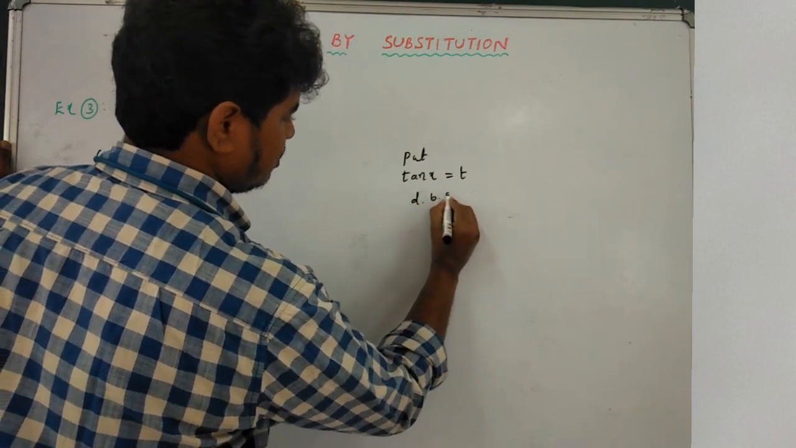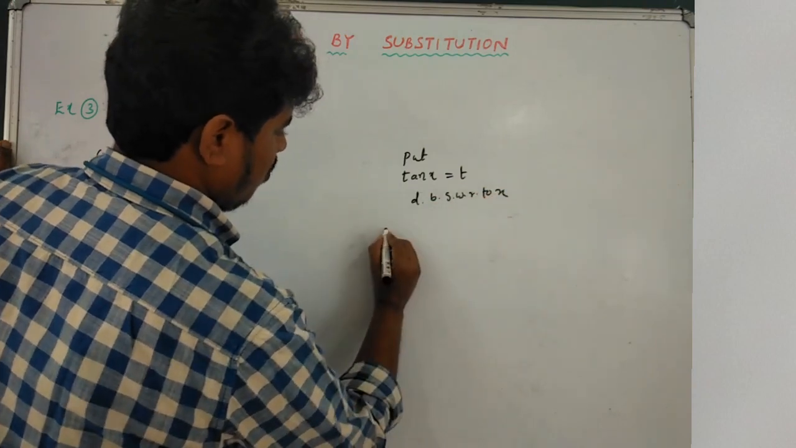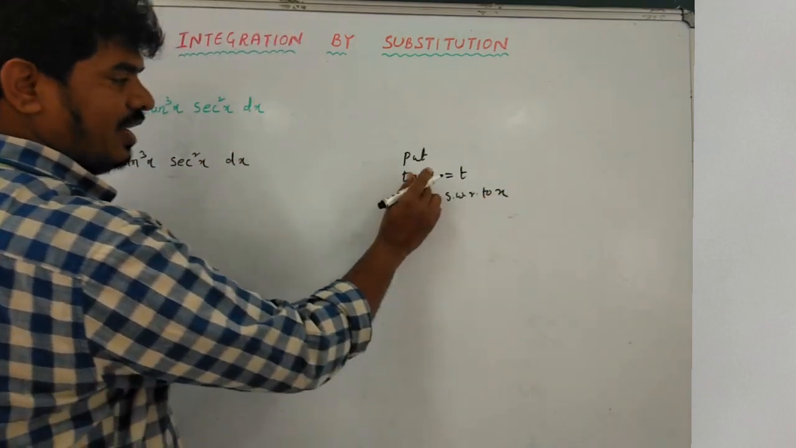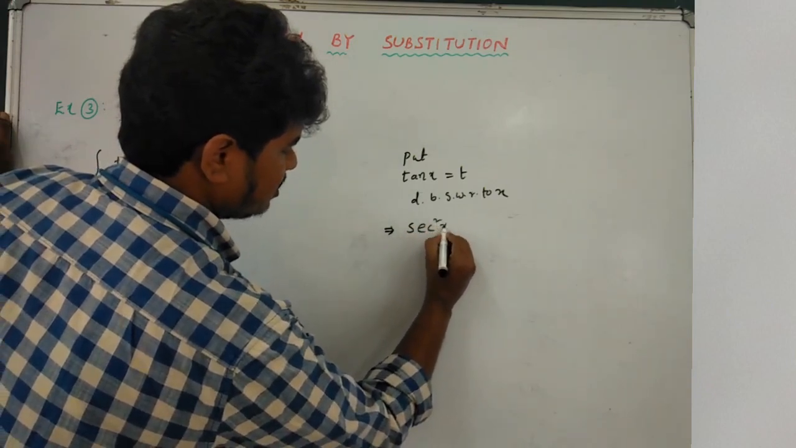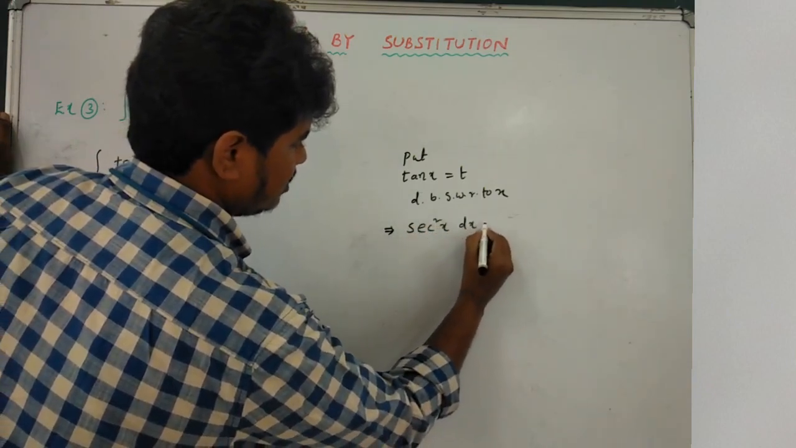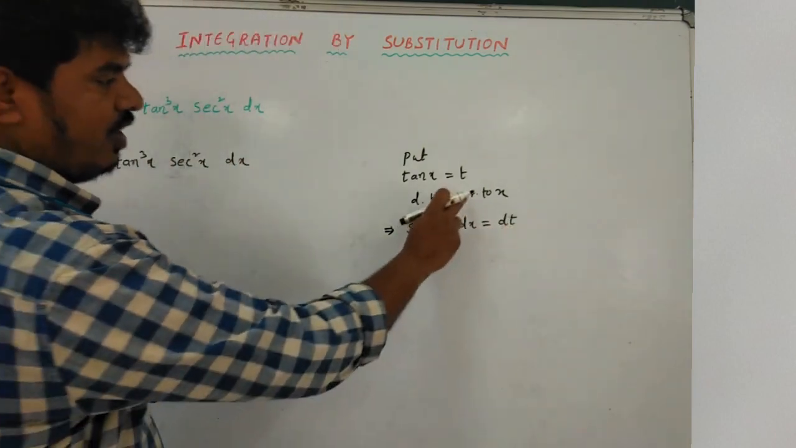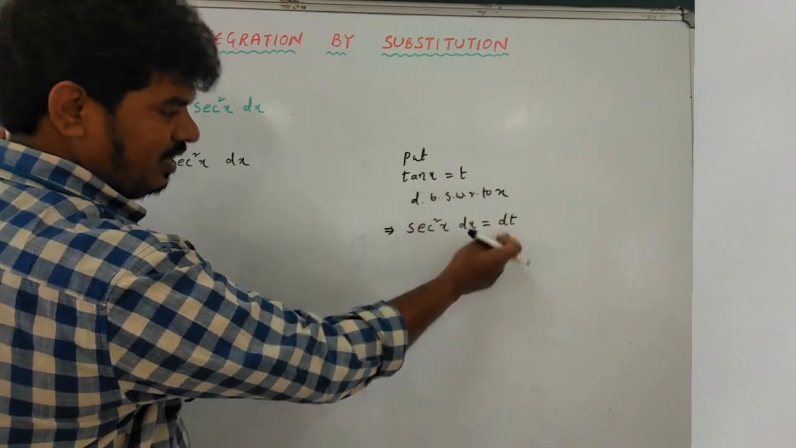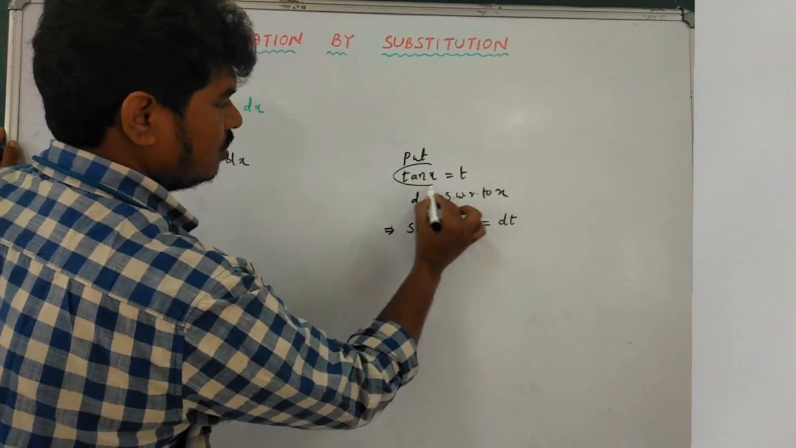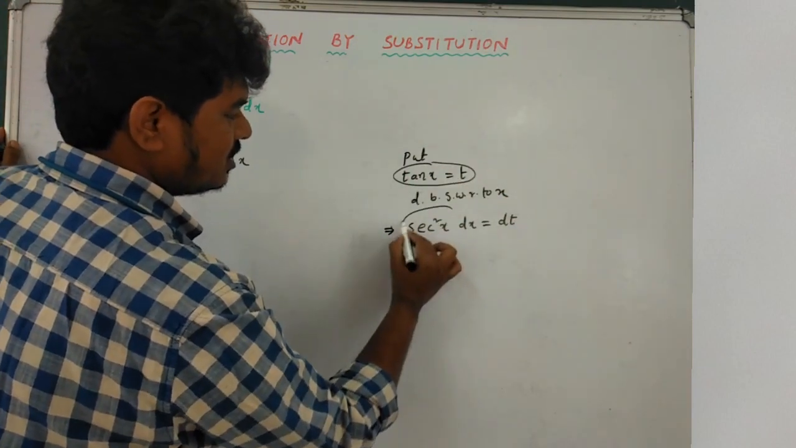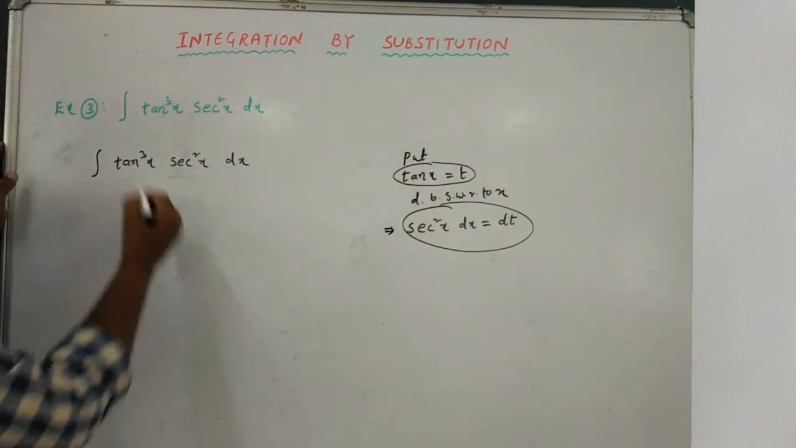Differentiate both sides with respect to x. What is the derivative of tan x? Secant square x. Secant square x into dx equals dt. I am taking directly the derivative of t as dt by dx, and I took dx to the left side. Just observe these two: tan x equals t, secant square x dx equals dt. Both will be replaced in this.